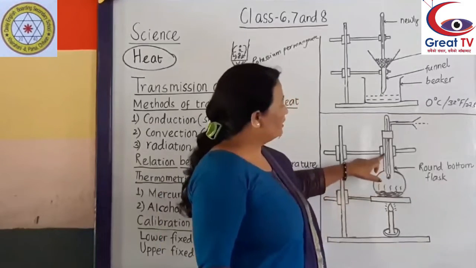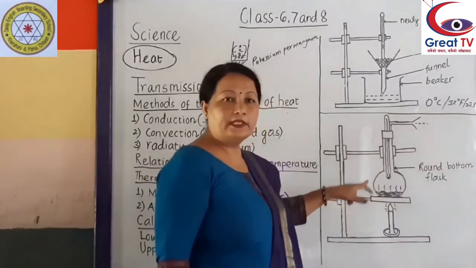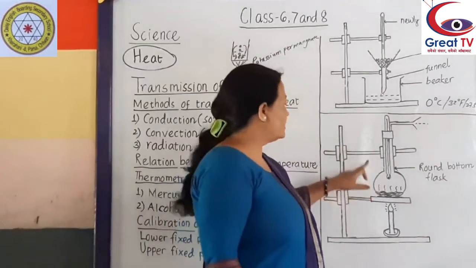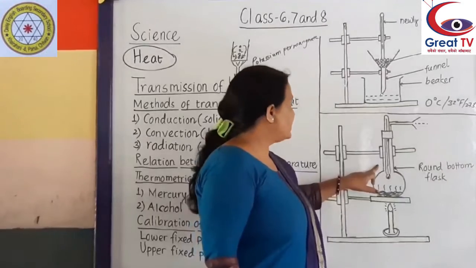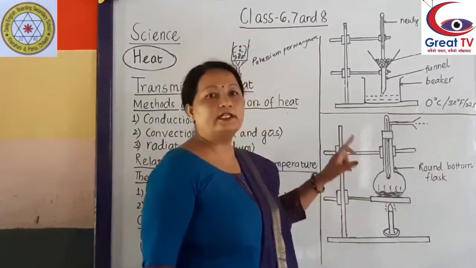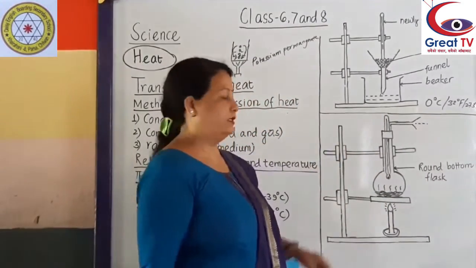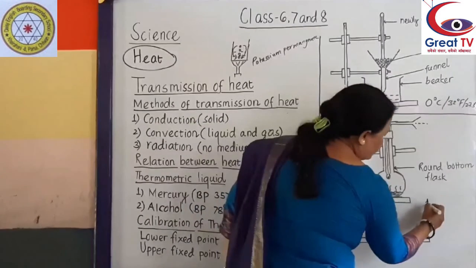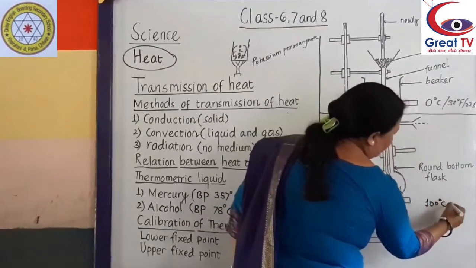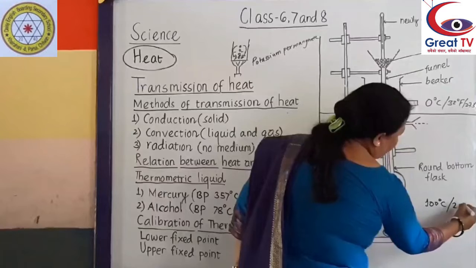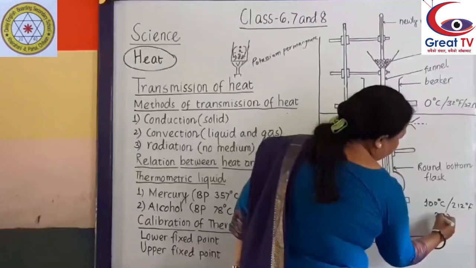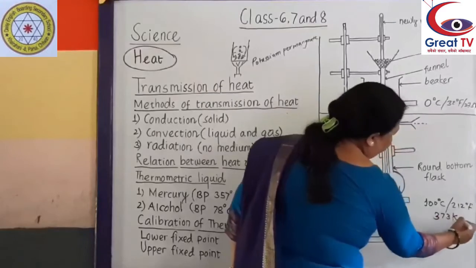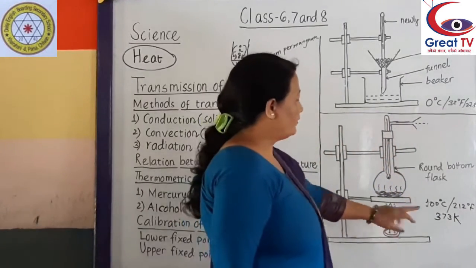The temperature of the thermometer inside the capillary rises. When water boils, the point at which the mercury level inside the capillary remains constant is called the upper fixed point. It is 100 degrees Celsius or 212 degrees Fahrenheit, 373 Kelvin. It is the upper fixed point.